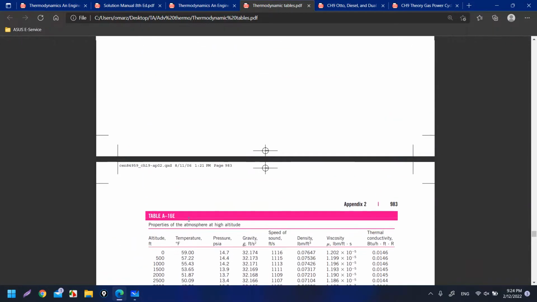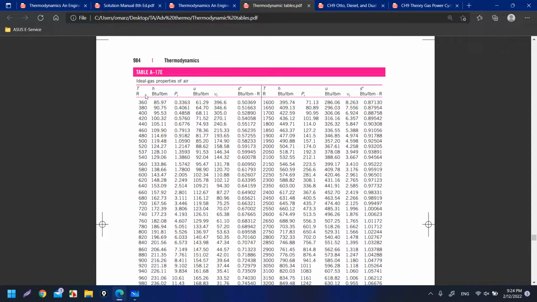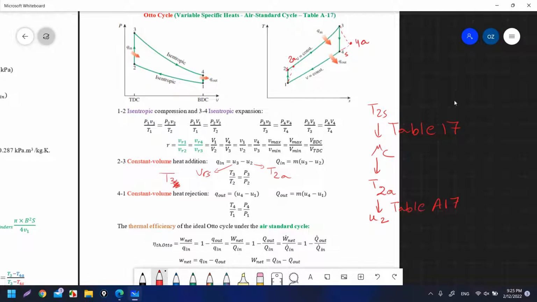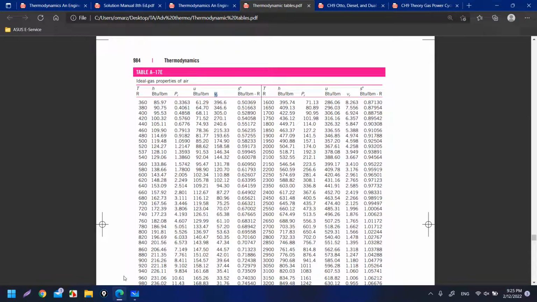Okay, for air. If I need to find a temperature, I have to have H, VR, U, any one of them. Usually in this cycle we use VR, the relative volume. I need the relative volume because I want to find U2, so I cannot use U to find T2, and already I want to find U2. So the only option is to use VR.